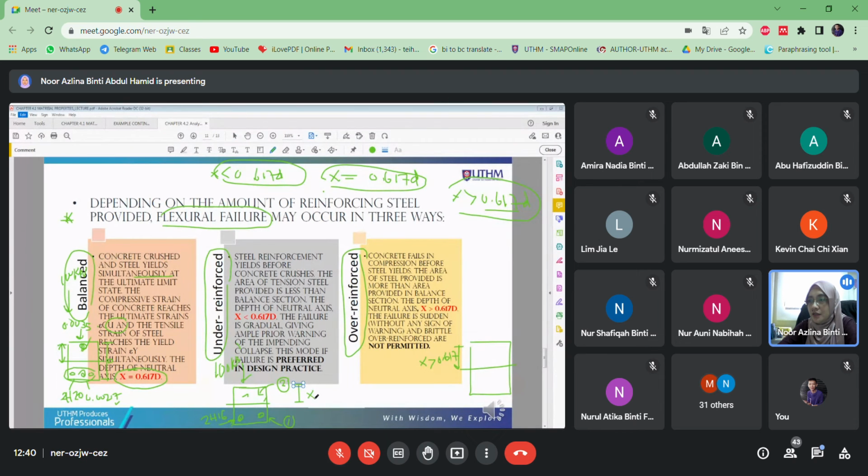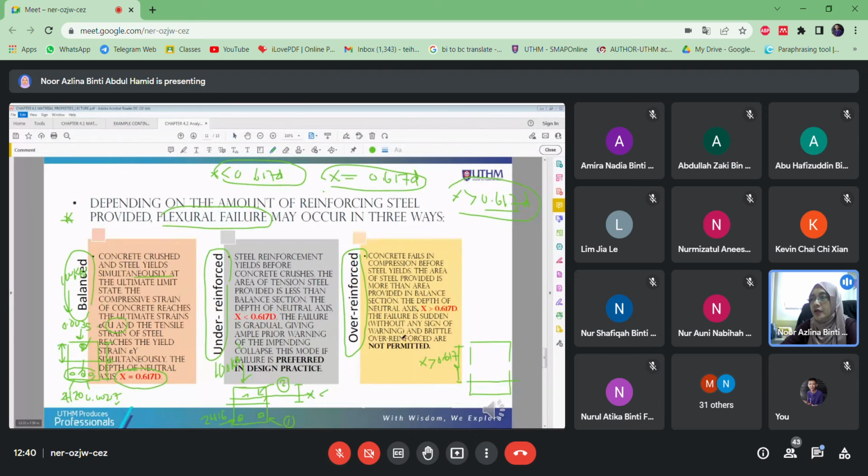Bila X kat sini kurang, dia bergeraklah ke atas, bila dia lebih, neutral axis ni bertambah lah ke bawah. So kalau I lukis exactly, X ni katalah dah kat sini. Okay, this is the length of the X here. So this is reduced, mungkin kat sini X. Ni balance, sama atas dan bawah kan.